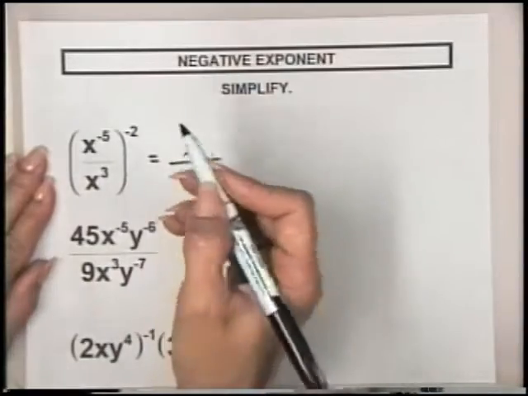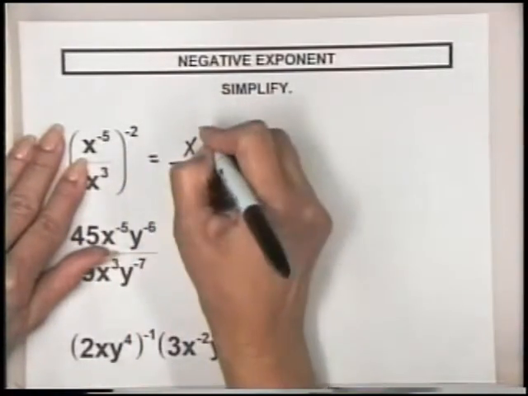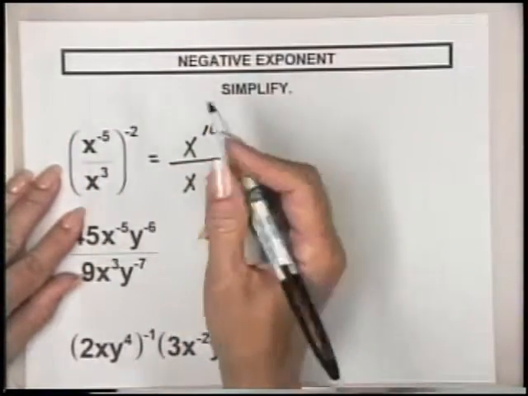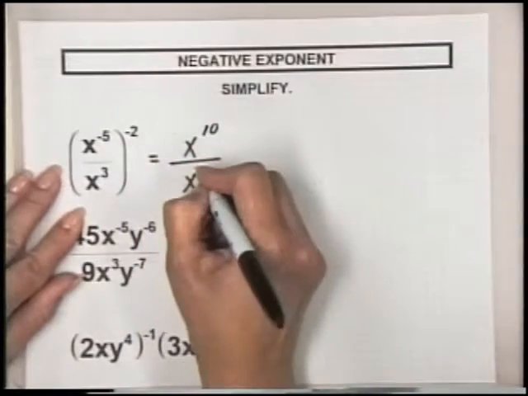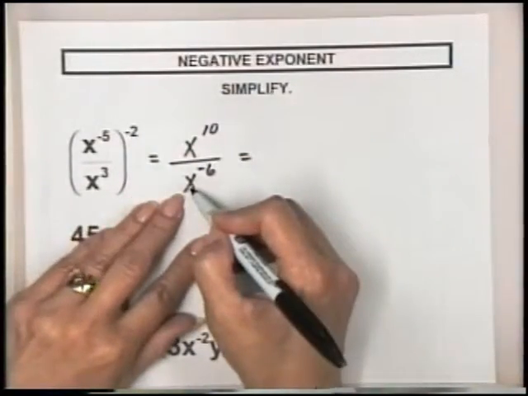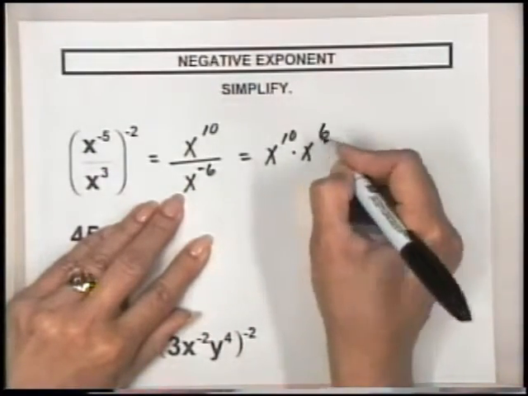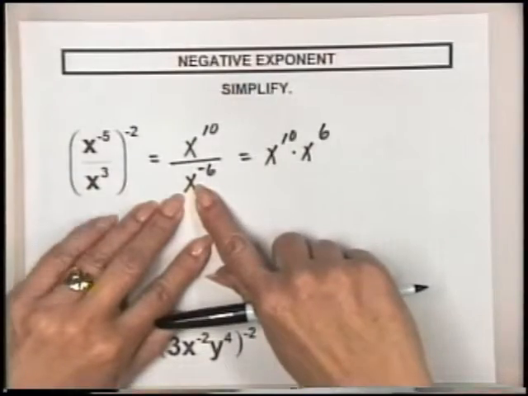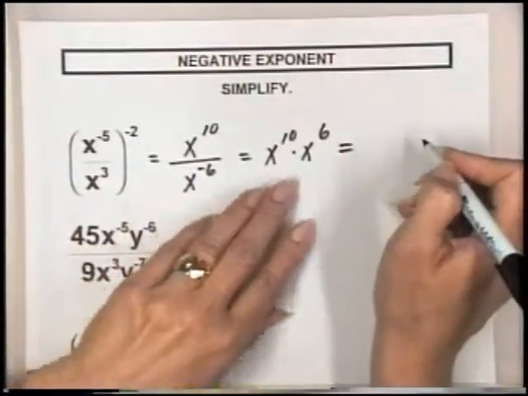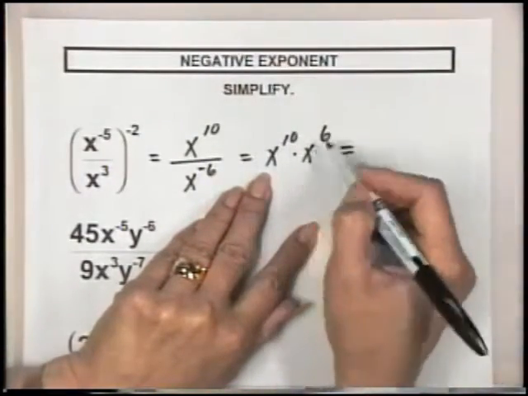This power applies both to the x to the negative 5th and the x to the 3rd. When I apply it to the numerator, I will have negative 5 times negative 2 is positive 10. When I apply it to the denominator, I'll have 3 times negative 2 is negative 6. Now, by definition, I know this x to the negative 6 goes up to the numerator, and of course, since that's the only factor in the denominator, I'm left with what's understood to be a 1 in the denominator.